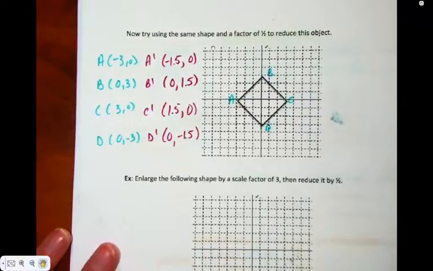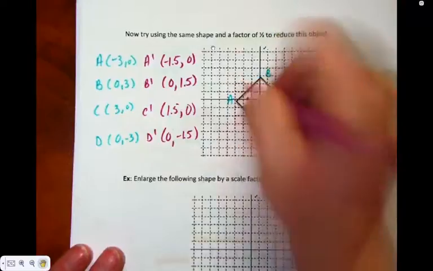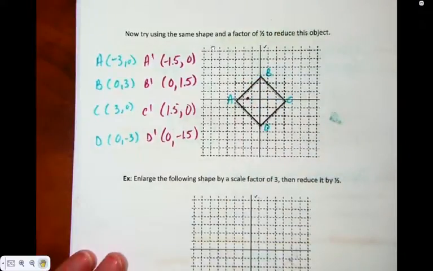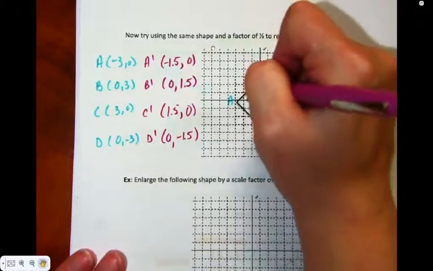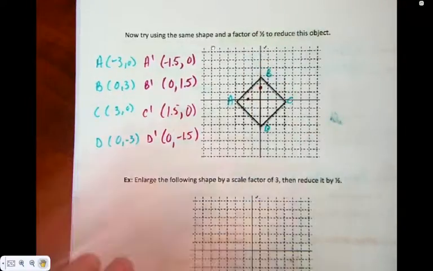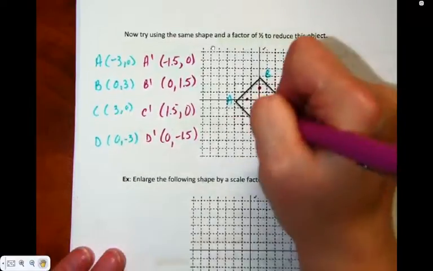Now put them on the graph. So negative 1.5 would go halfway between negative 1 and negative 2. 0, 1.5. 1.5, 0. And 0, negative 1.5.